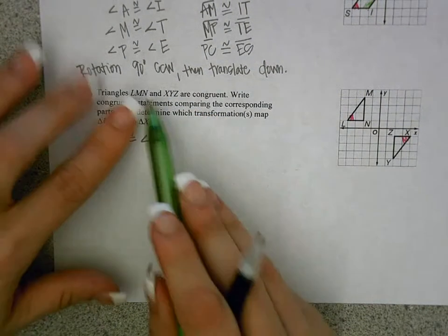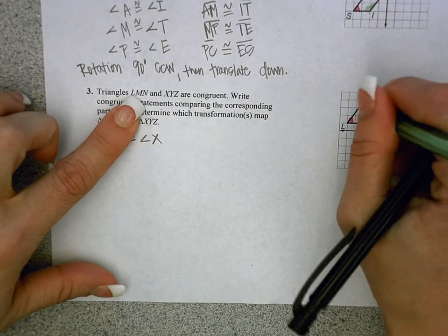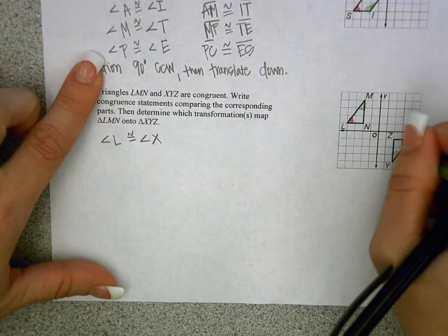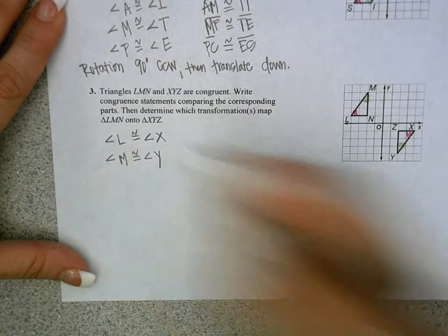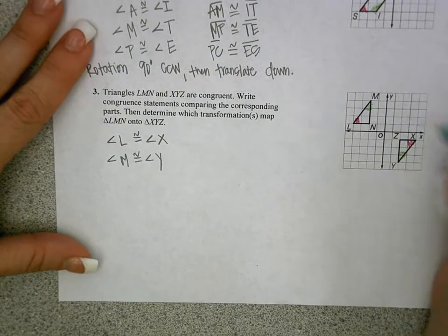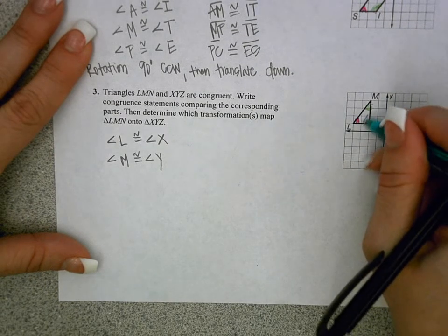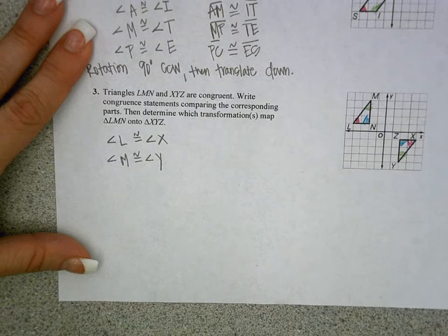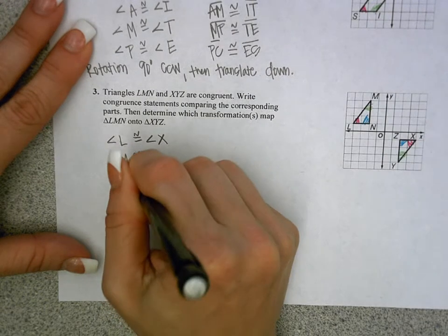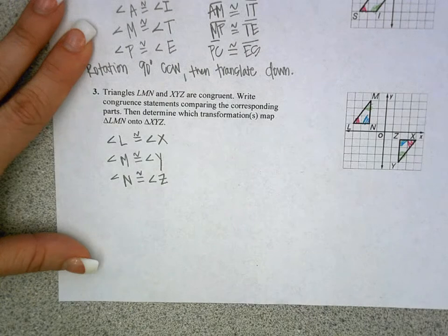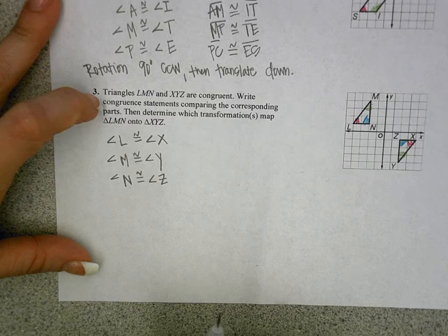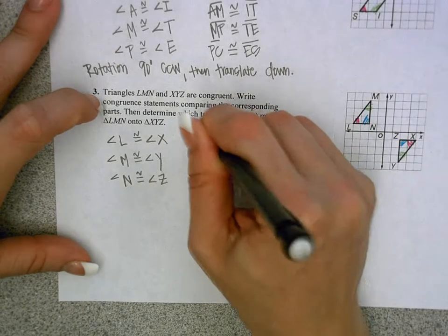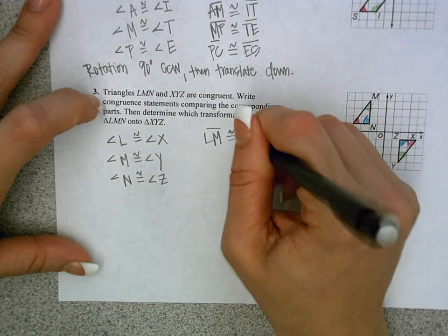The next one, the middle's M, is congruent with angle Y. So angle M is congruent to angle Y. And then the last one, this one probably would have been the easiest to figure out because it's the right angle. Angle N is congruent to angle Z. Then can anyone give me a congruent statement for the sides? LM, so the first two, is congruent to XY, right? It's the first two.